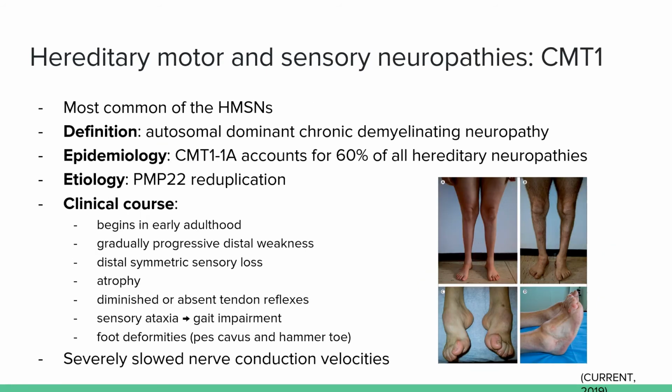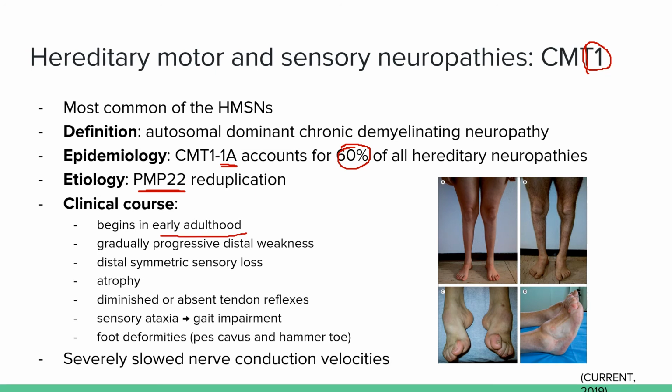Charcot-Marie-Tooth syndromes are the most common of the hereditary motor and sensory neuropathies, specifically type 1. This is an autosomal dominant chronic demyelinating neuropathy, and subtype 1A accounts for 60% of all hereditary neuropathies. The etiology is a PMP22 duplication, and the clinical findings we expect are usually an onset in early adulthood.